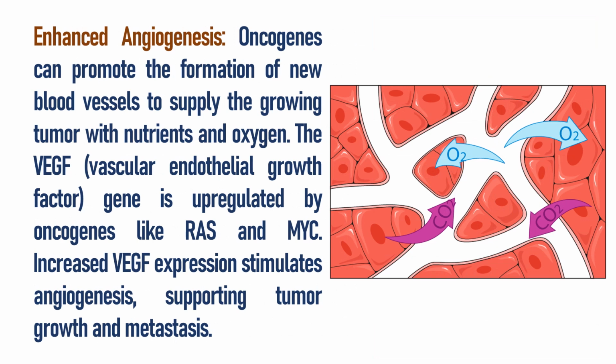Oncogenes can promote the formation of new blood vessels to supply the growing tumor with nutrients and oxygen. The vascular endothelial growth factor gene is upregulated by oncogenes like RAS and MYC. Increased vascular endothelial growth factor expression stimulates angiogenesis, supporting tumor growth and metastasis.